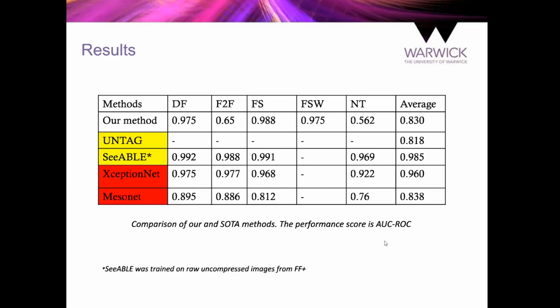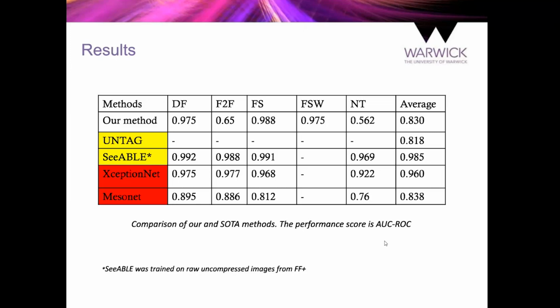And probably the reason is because those two are facial reenactment methods where the facial artifacts are very small. So probably our model does not do such a good job in detecting those. But nevertheless, the average performance of our method is still on par with other methods such as ANTAG and Mesonet, which is also a 2-class classification model. But other models such as C-able and Xception perform much better still.